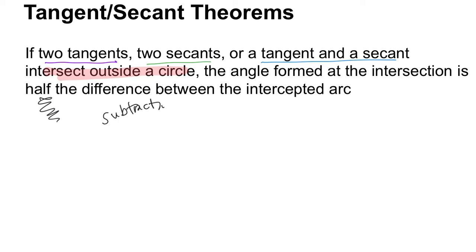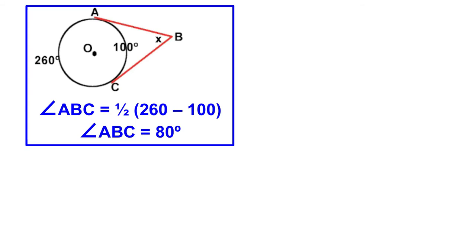So let me show you a few examples. Here is an example of two tangents that are intersecting on the outside of the circle. One tangent is touching the circle at point A, and the other tangent is intersecting at point C. So basically all we're going to do is take these two arcs that we have. We're going to take the 260, subtract the 100, and then either divide that by 2 or multiply it by half. Either way, you're going to get the same answer.